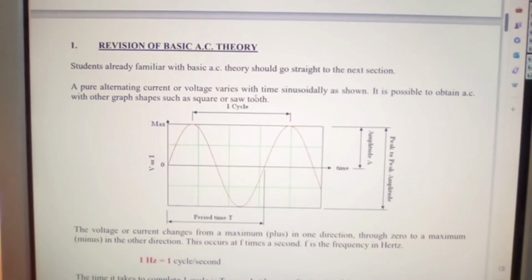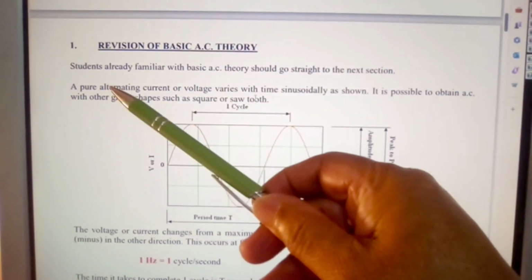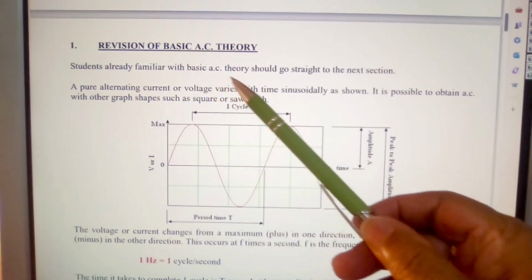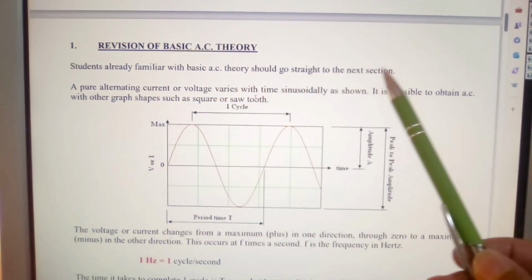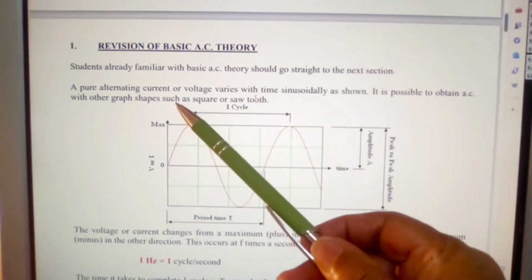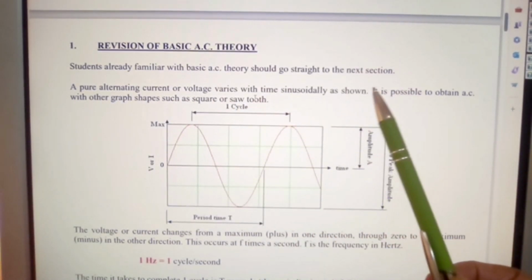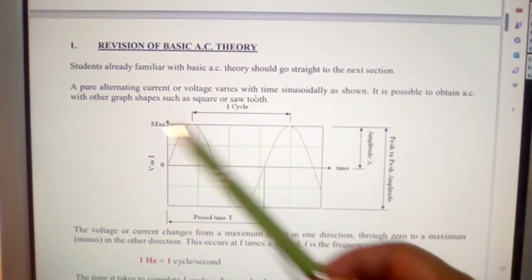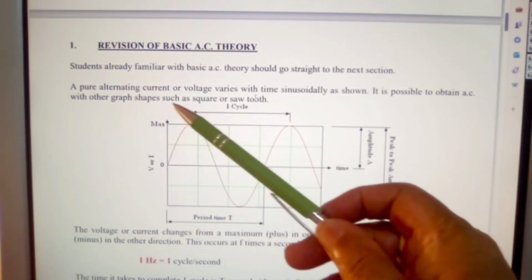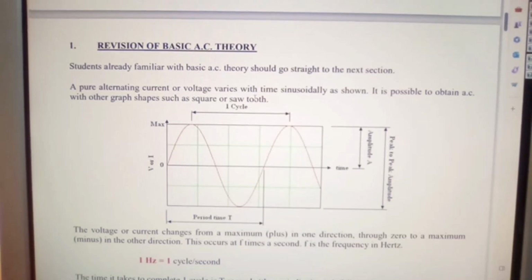Now here we have revision of basic AC theory. Students already familiar with basic AC theory should go straight to the next section. A pure alternating current or voltage varies with time sinusoidally as shown. It is possible to obtain AC with other graph shapes such as square or sawtooth. Okay?